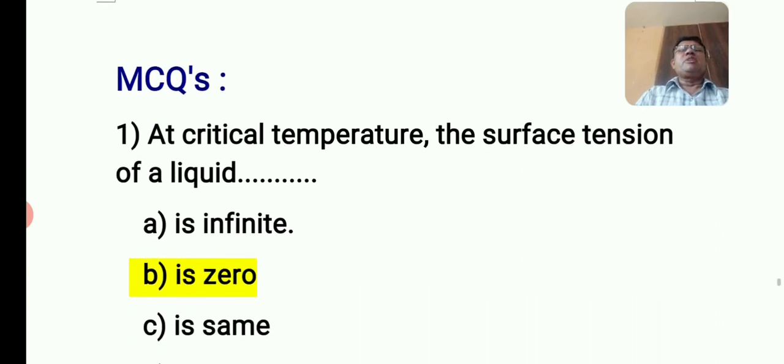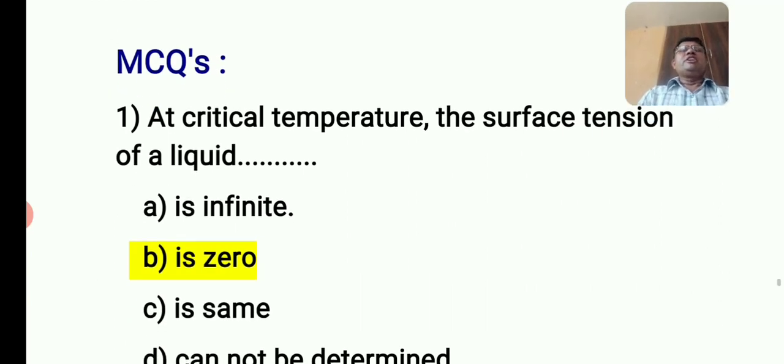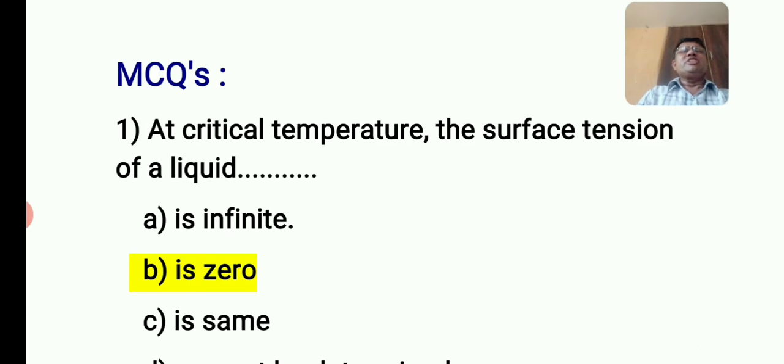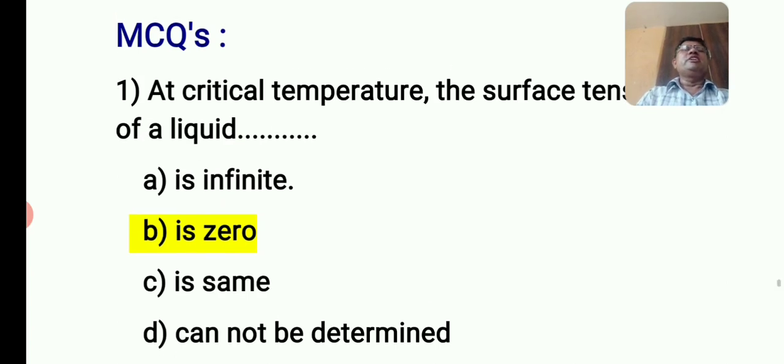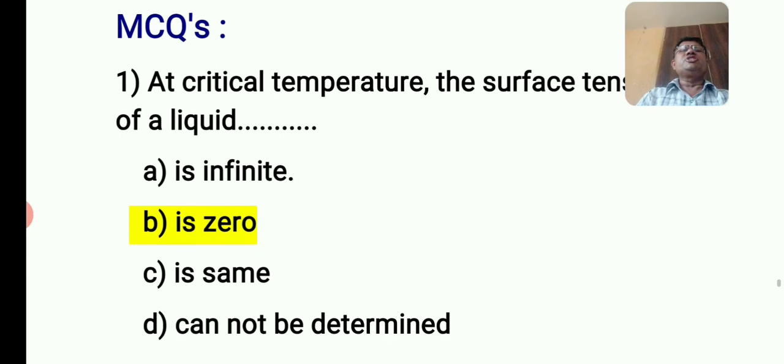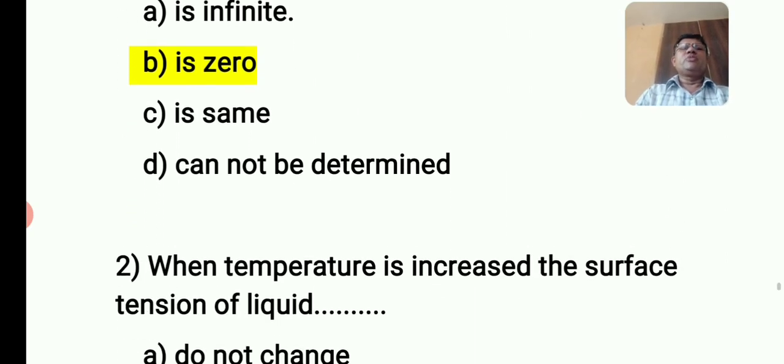See the first MCQ. At critical temperature, the surface tension of a liquid is dash dash dash. See the options. Option A is infinite, B is 0, C is same and D is cannot be determined. Actually, this is a knowledge based question. So our answer is B. That is, at critical temperature, the surface tension of a liquid is 0.